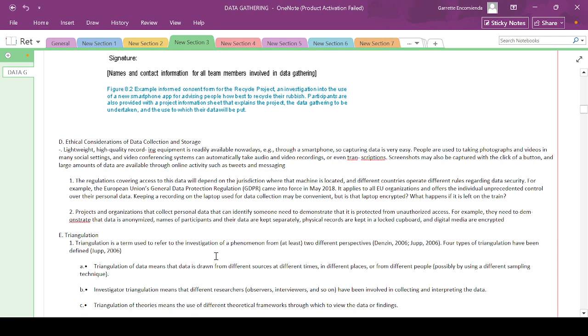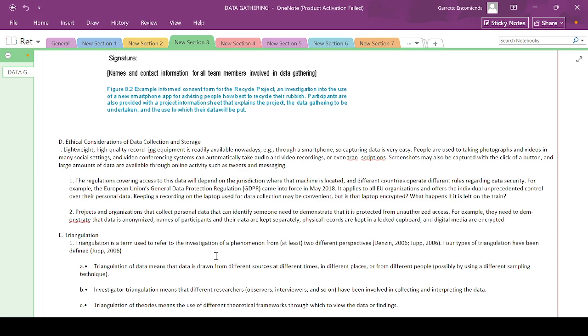Lightweight, high quality recording equipment is readily available nowadays, like through a smartphone, so capturing that is very easy. People are used to taking photographs and videos in many social settings, and video conferencing systems can automatically take audio and video recordings or even transcriptions. Screenshots may also be captured with the click of a button, and large amounts of data are available through online activities such as tweets and messaging.